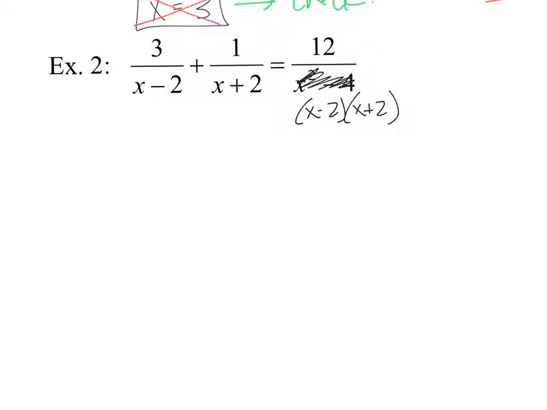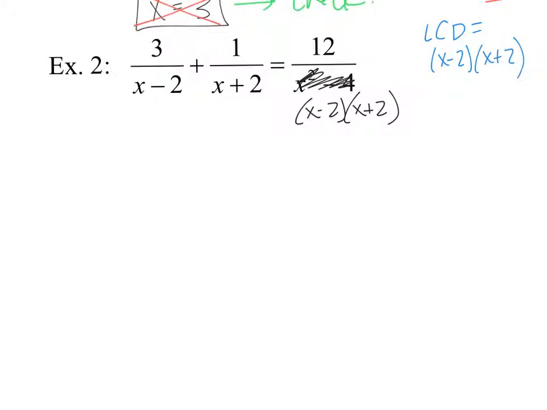So what I'm going to do here is remember that our LCD is going to be the combination for the entire fraction, or the entire equation. So my LCD is x minus 2 and x plus 2. So the goal here is to clear all the fractions.